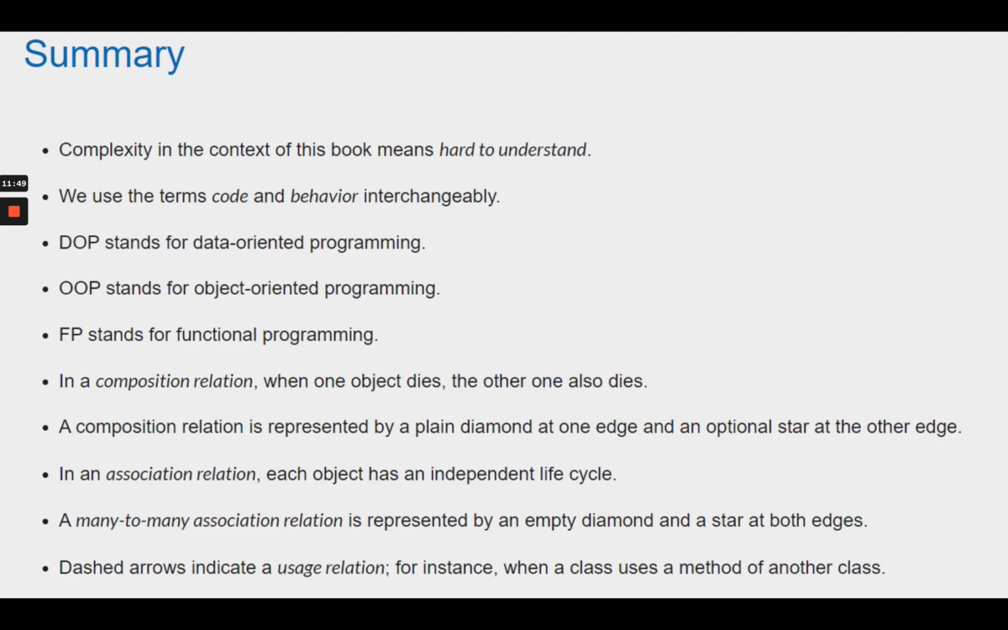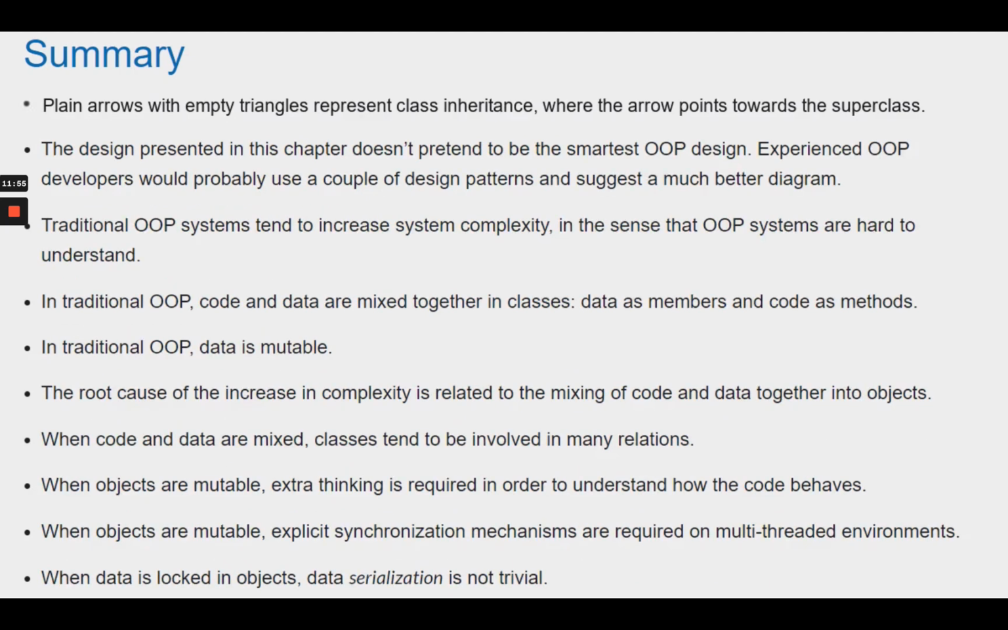Dashed arrows indicate a usage relation, for instance, when a class uses a method of another class. Plain arrows with empty triangles represent class inheritance, where the arrow points towards the superclass. The design presented in this chapter doesn't pretend to be the smartest OOP design. Experienced OOP developers would probably use a couple of design patterns and suggest a much better diagram.